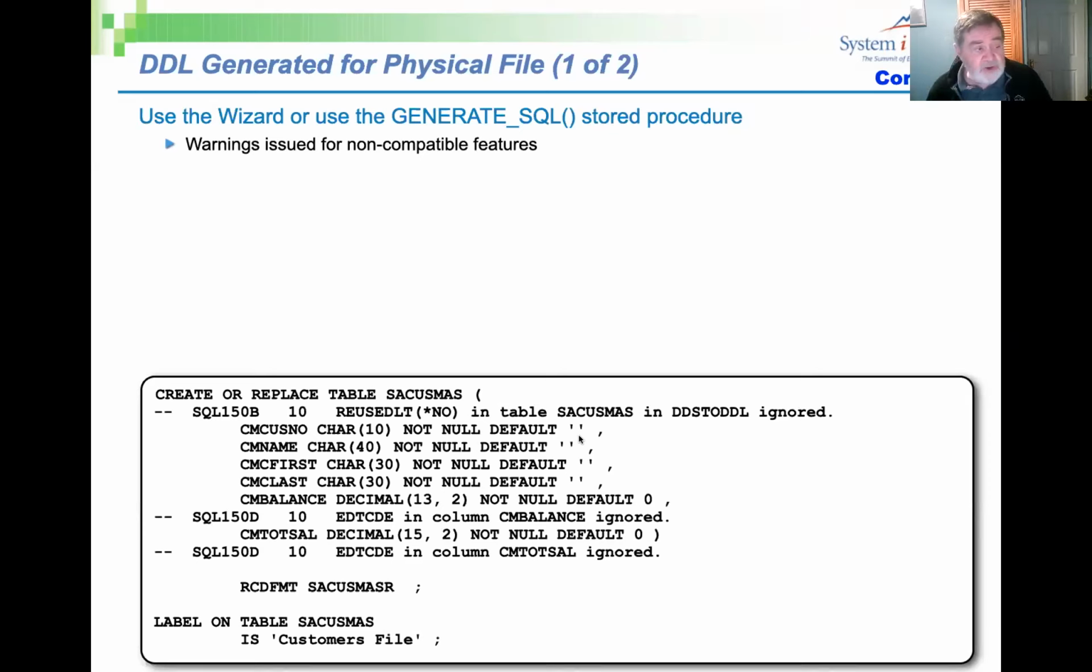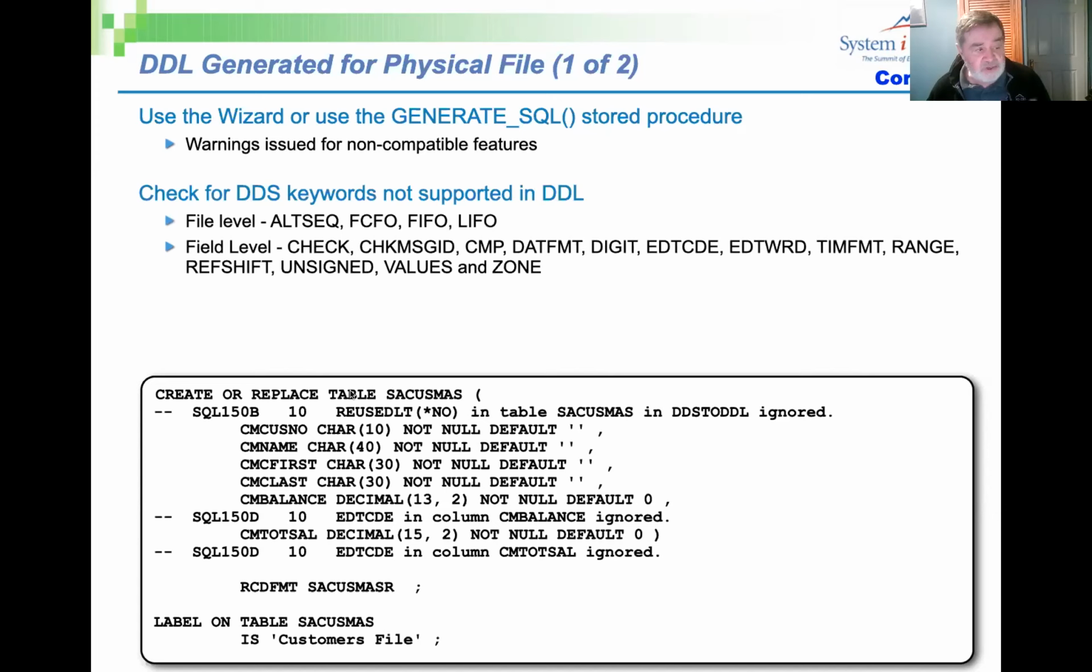Now, a couple of things that I need to note in here. The first thing I always look for is warnings. It's telling me here, for example, that edit code was being used and that this is not supported in DDL. So it is telling me things that I'm going to need to check later, because this is the DDS that is being dropped.